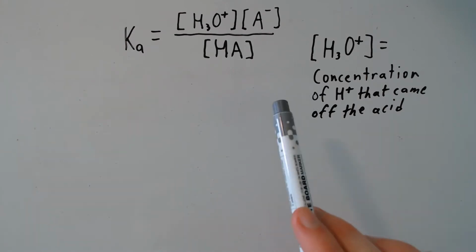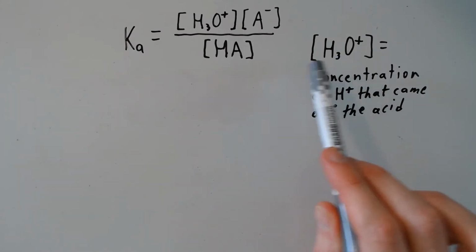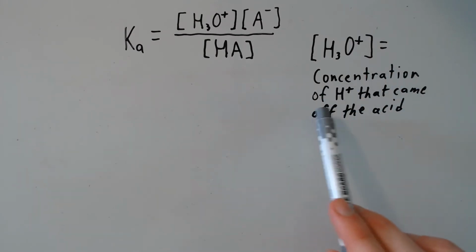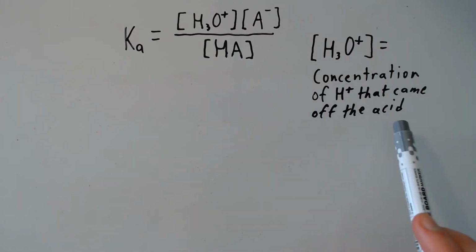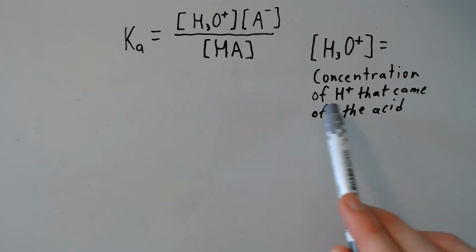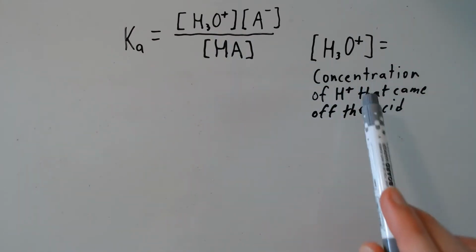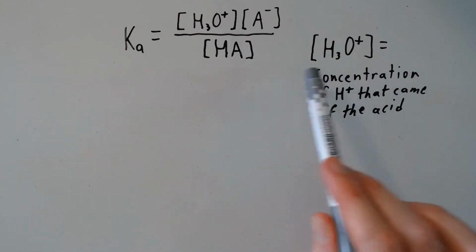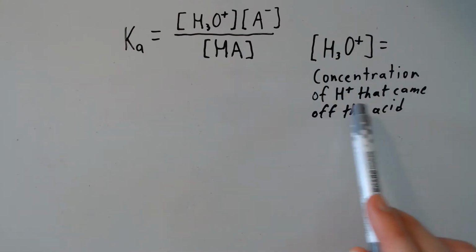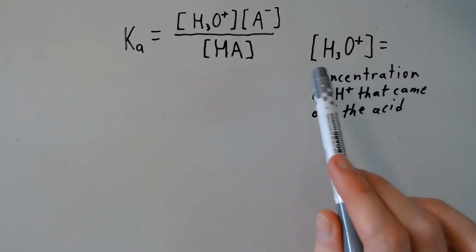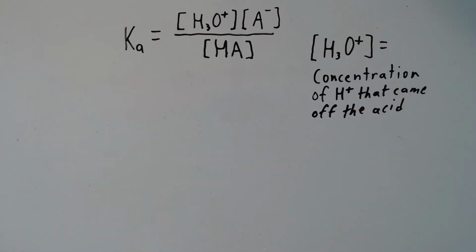Now, why is that? It's because the concentration of H3O+ is equal to the concentration of H+ that came off the acid. And all of this H+ binds to water to form H3O+. So essentially the concentration of H3O+ is equal to the concentration of H+. So we can use the concentration of H3O+ to find the pH of the solution.